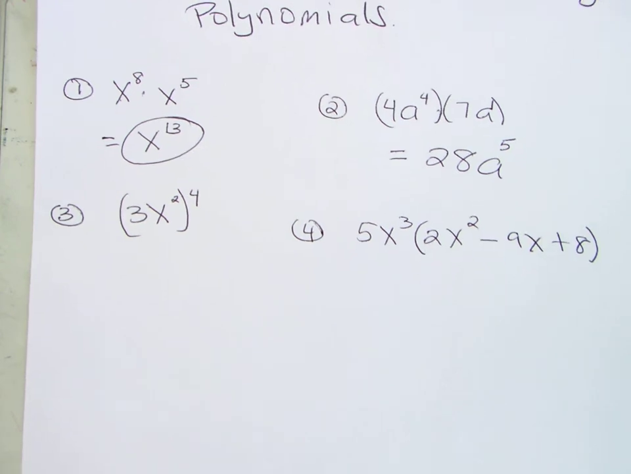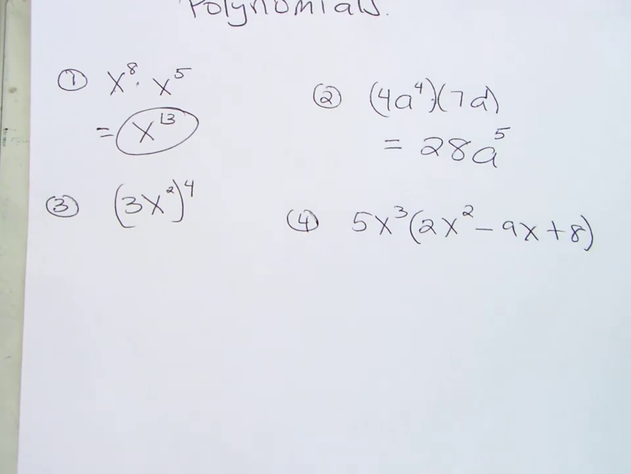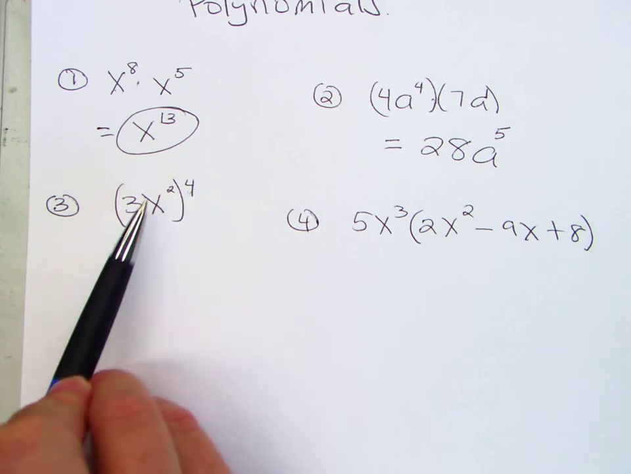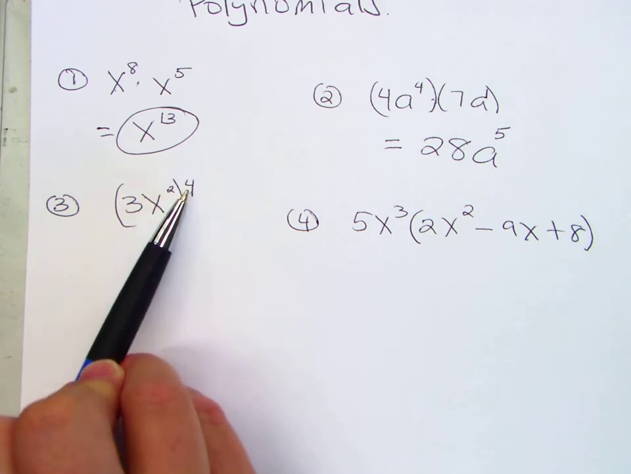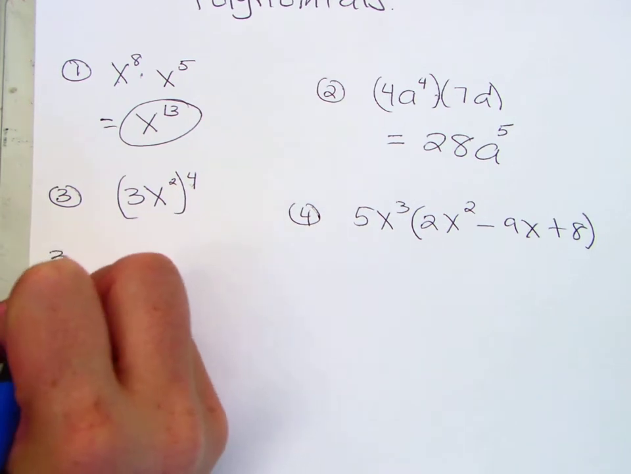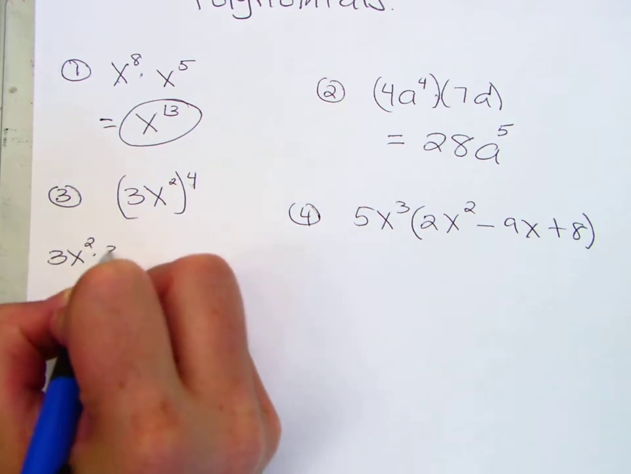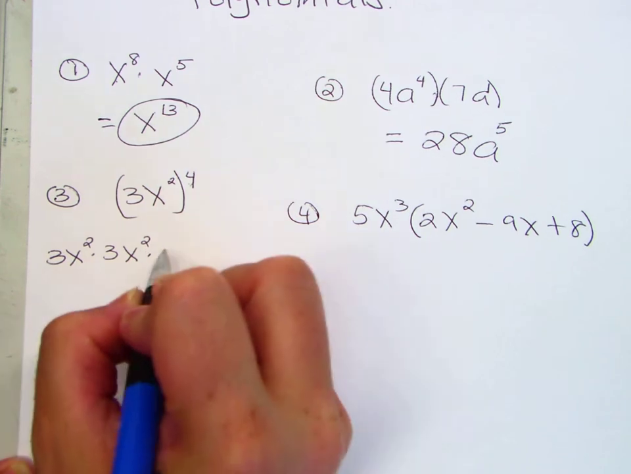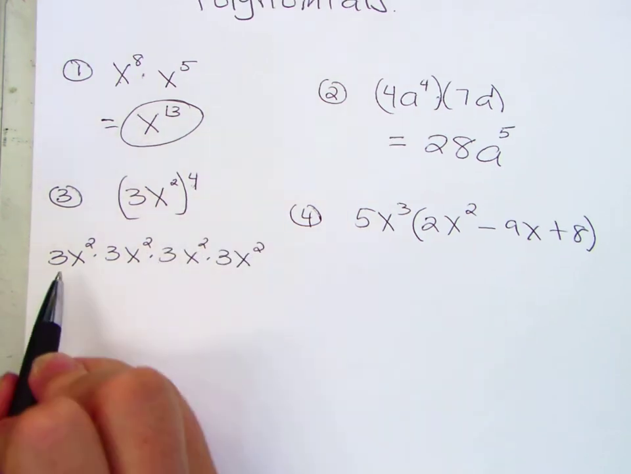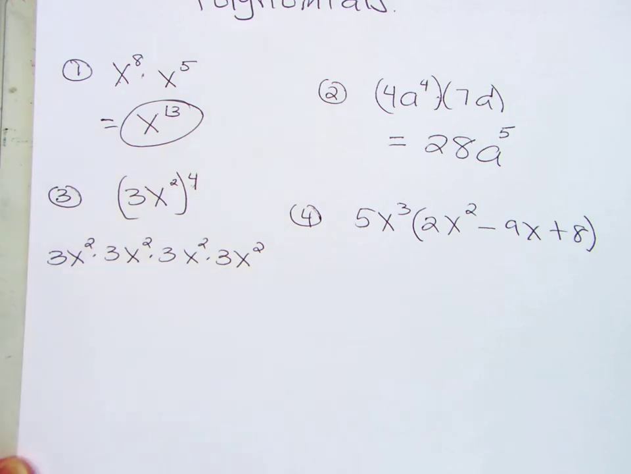Number 3, 3x squared all to the 4th. Remember, an outside exponent means the base 4 times. To the 4th, I have 3x squared 4 times. So I'm going to write that out. 3x squared, 3x squared, 3x squared, and 3x squared. I have 1, 2, 3, 4 of them.